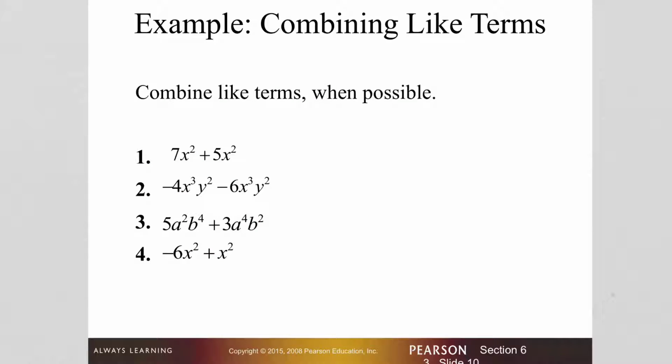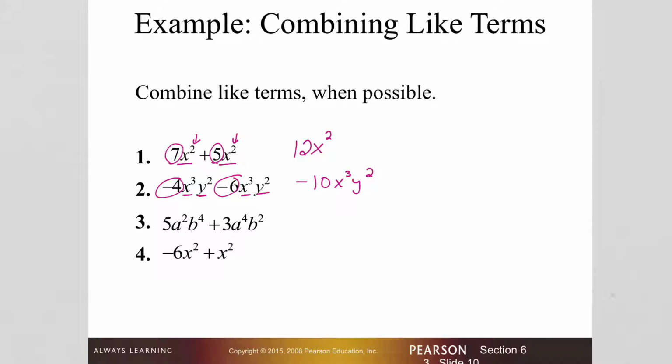Okay, so we're going to combine like terms when possible. Okay, on number 1, they do have the same variable, they have the same exponents, so I can add the coefficients together. So I get 12x squared. That's what that is simplified. Okay, so let's look at number 2. They both have x's to the third power. They both have y's to the second power, so that means I can add, or subtract in this case, these like terms. Don't do anything to those variables or exponents, but write them down.